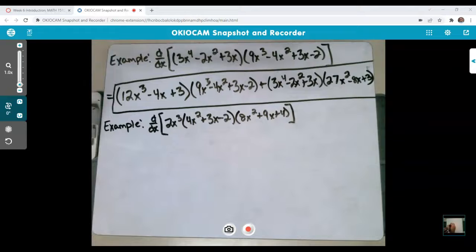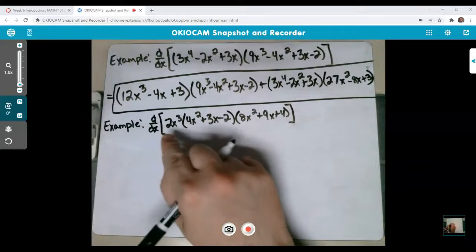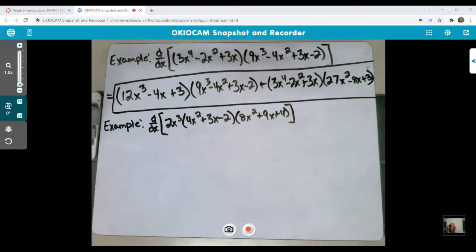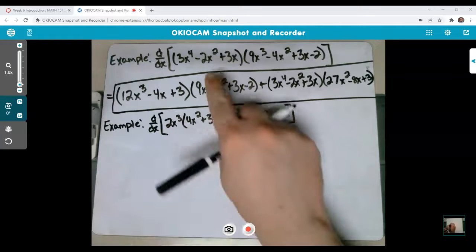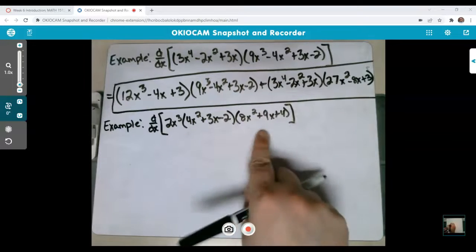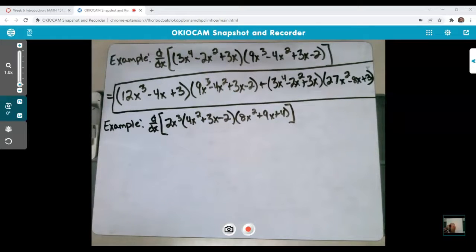Now the reason I wanted to do this one is because I have 3 things here that I'm multiplying, right? There's 3 of them. The product rule only works if there are only 2, right? A thing times a thing. Only if there are 2. It does not work if there are 3 of them. So there are many ways I can do this.